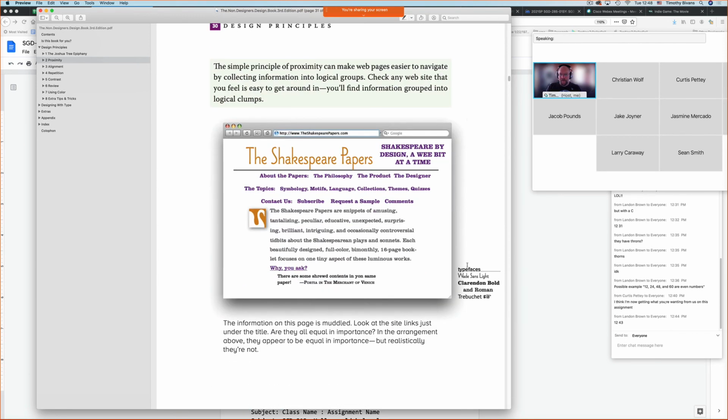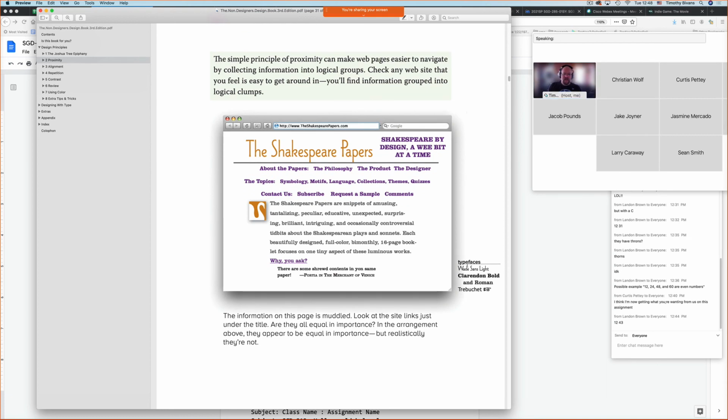And here he's talking about web pages. We've been talking about pieces of paper, but all the concepts of graphic design work no matter what medium you're in. That's why I'm doing this, because you're going to be working in an electronic graphic medium, and all the principles are the same.